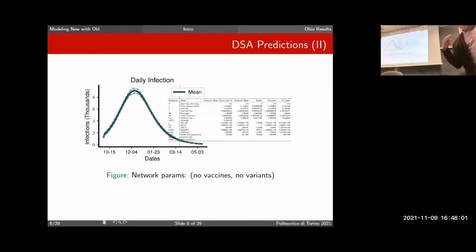So then we were asked by the governor's office, can you give us some idea about how much this lockdown actually changed things? What was the effect of these lockdowns? Can you put it into your network model and try to estimate that parameter? So that's basically what we did.